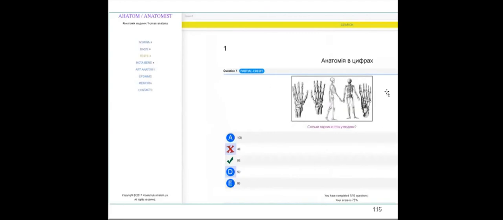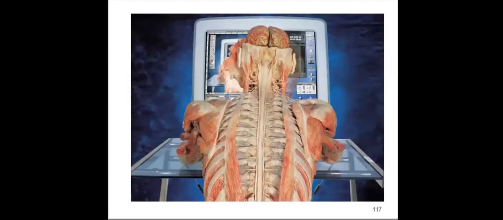So on the website anatom.ua, a big portion of different quizzes is presented. You can revise this information on your laptop. It will be very interesting too.